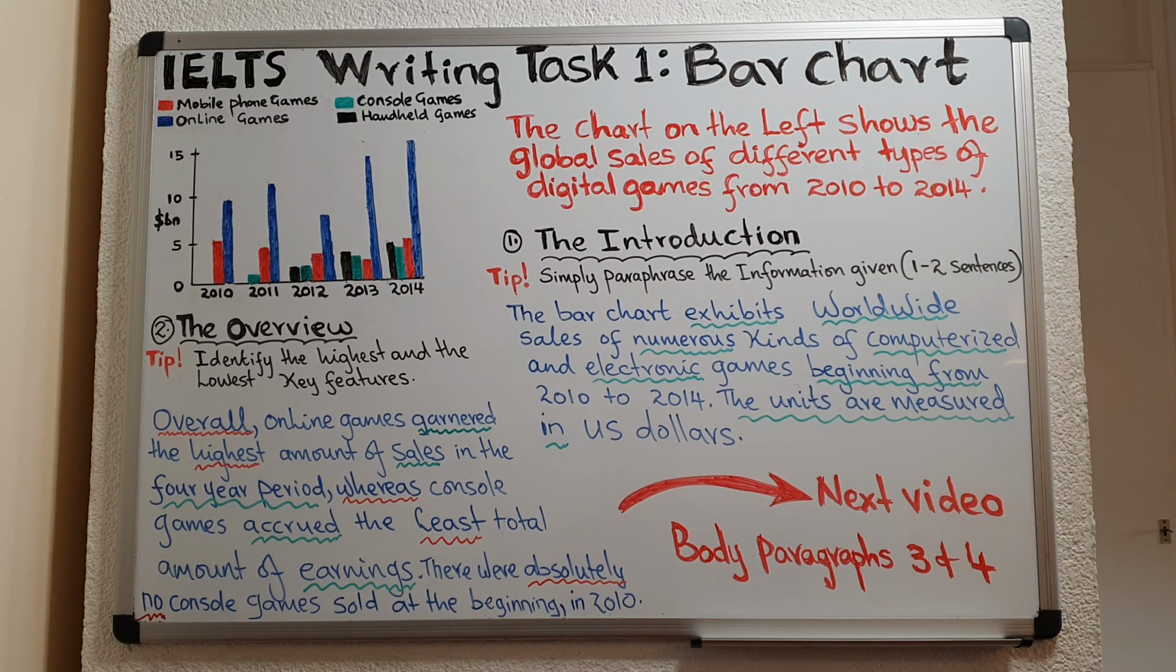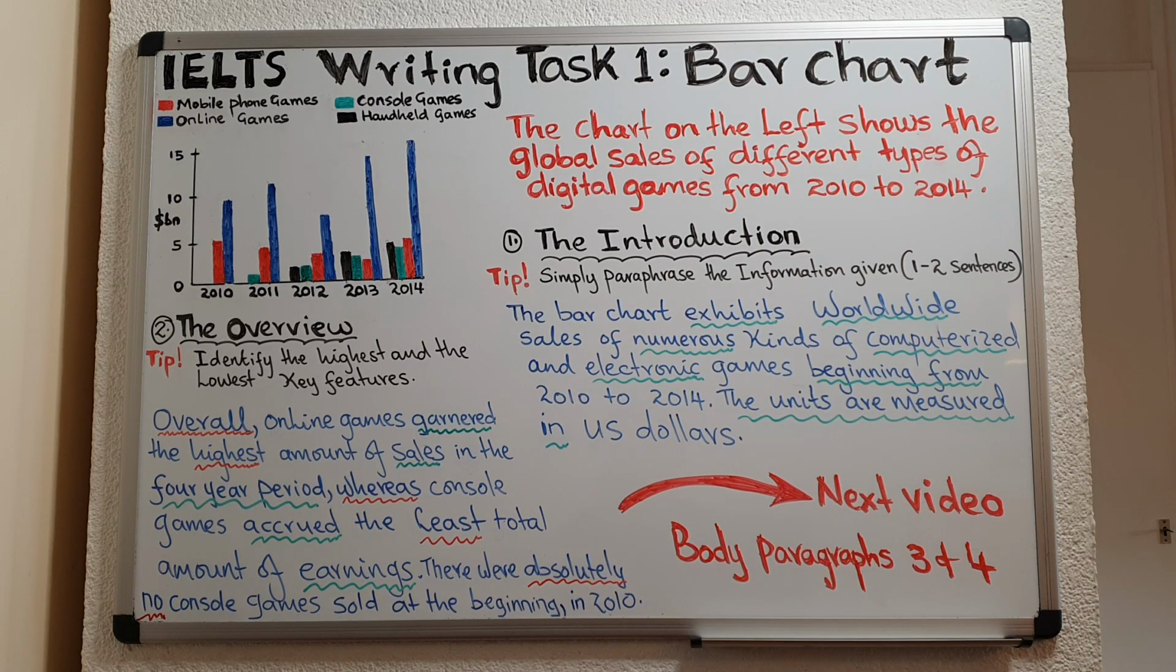Remember, in the overview, it's all about the key features. And if you look at 2010, you notice that there is no green at all. So there were no console games sold. That is a very important key feature to talk about in the overview. So what have we done in the overview? We have identified the highest and the lowest key feature.